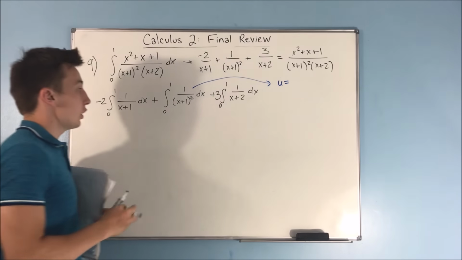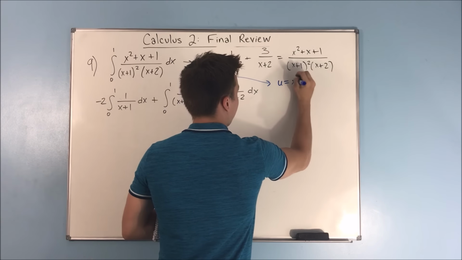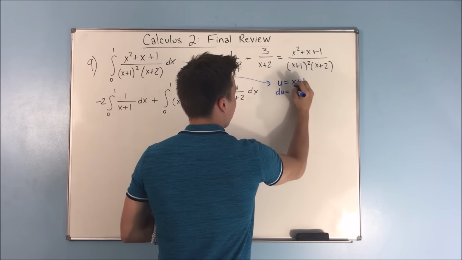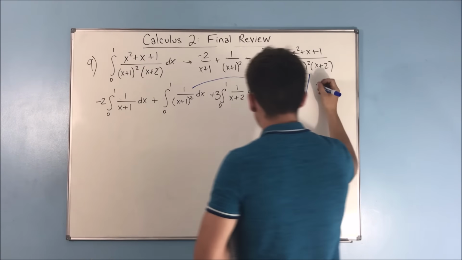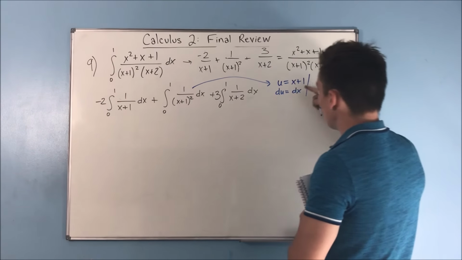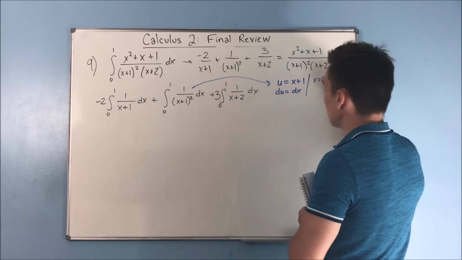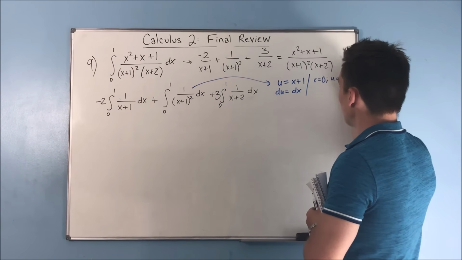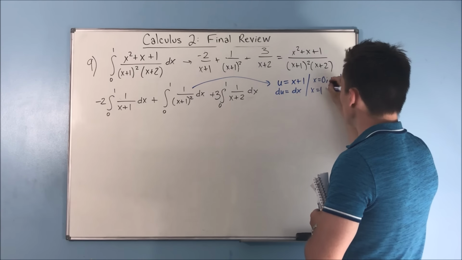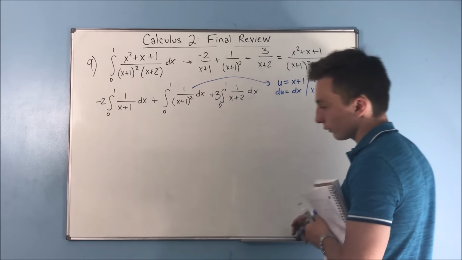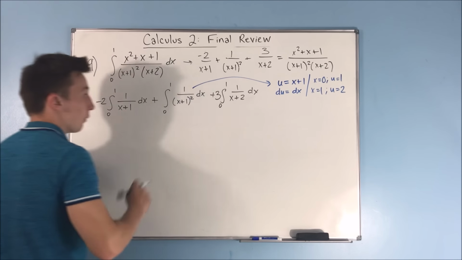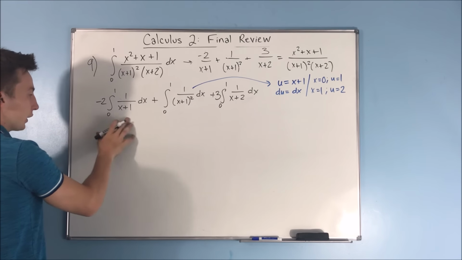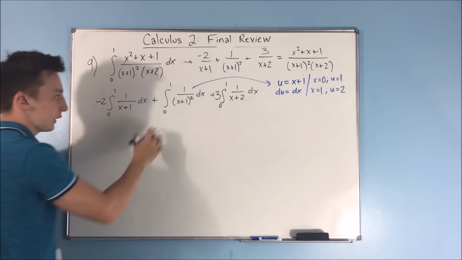So you get u equal to x plus 1 here. Du will be equal to dx, and you need to change your endpoints. So what you'll get is, now if x equals 0, u is going to equal 1, and if x equals 1, then u equals 2. Okay, so now we can just kind of do these integrals and then write this integral again.